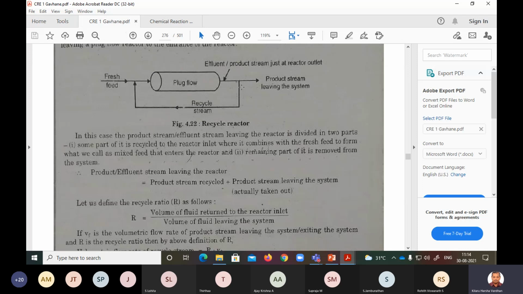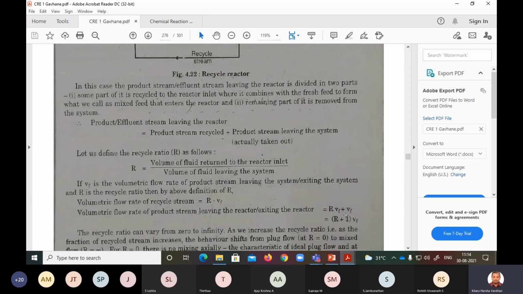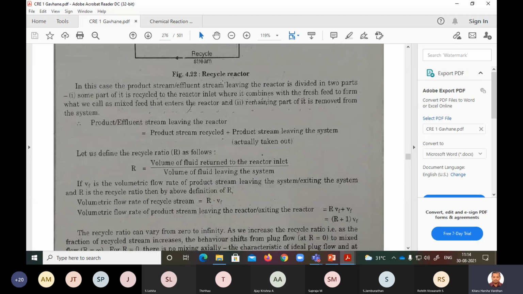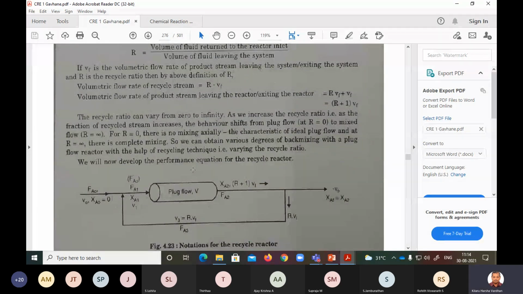So if this is VF and this is R into VF, how much is this? This is nothing but this plus this. Therefore, VF plus R into VF, RVF plus VF, is nothing but (R plus 1) VF. So how much is coming outside the reactor is (R plus 1) VF. That you remember, right?